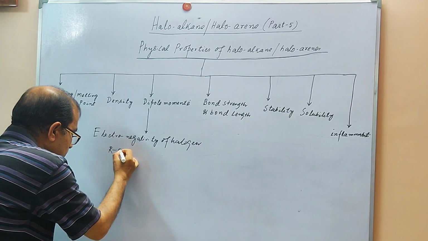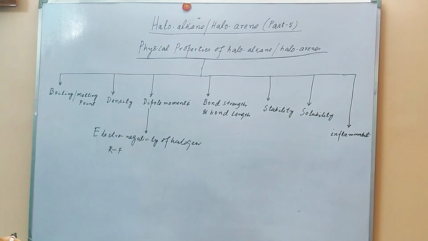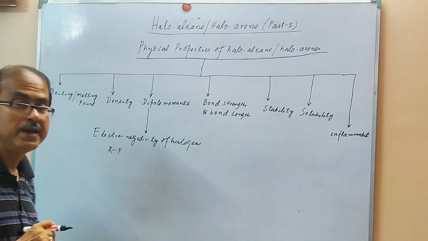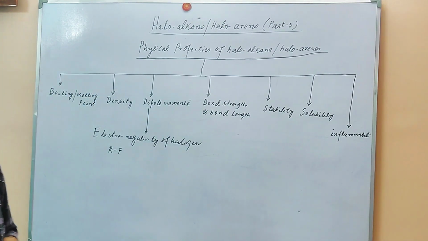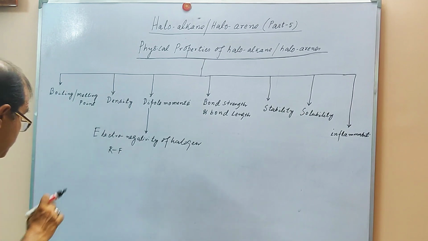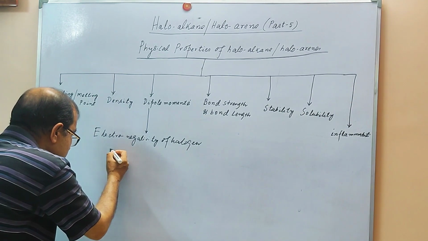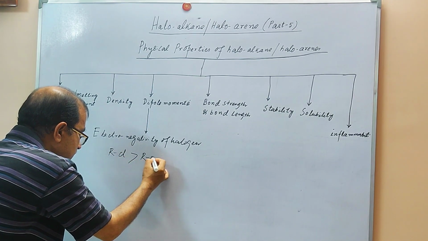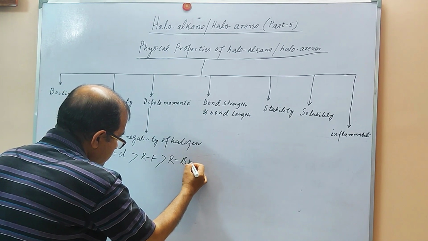The alkyl fluoride would be expected to have the highest dipole moment, followed by the alkyl chloride, alkyl bromide and alkyl iodide. But this is not the case. There is a slight change in the order. That is, RCl is greater than RF, then RBr.